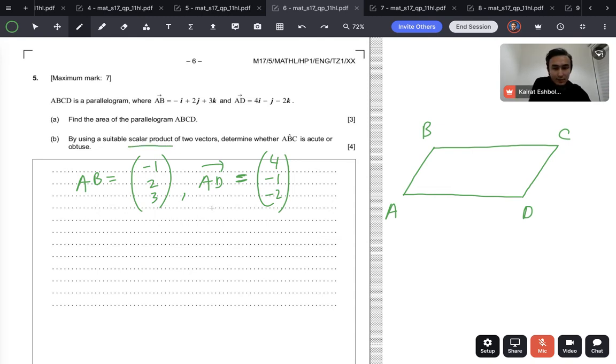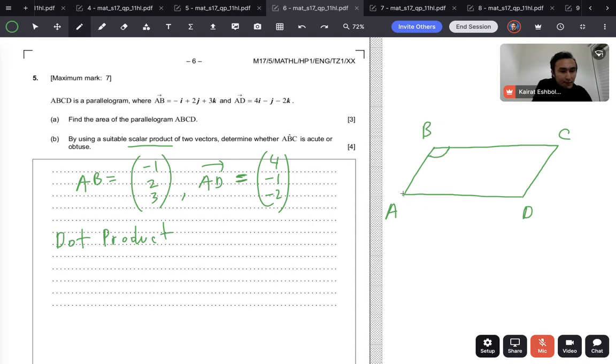Scalar product is the same as dot product. Now, dot product is a bit different from the cross product. Previously in part A, we used cross product, right? So that's a bit different from dot product. But we need to find the angle ABC, right? This angle. Okay, we know AB, we know AD.